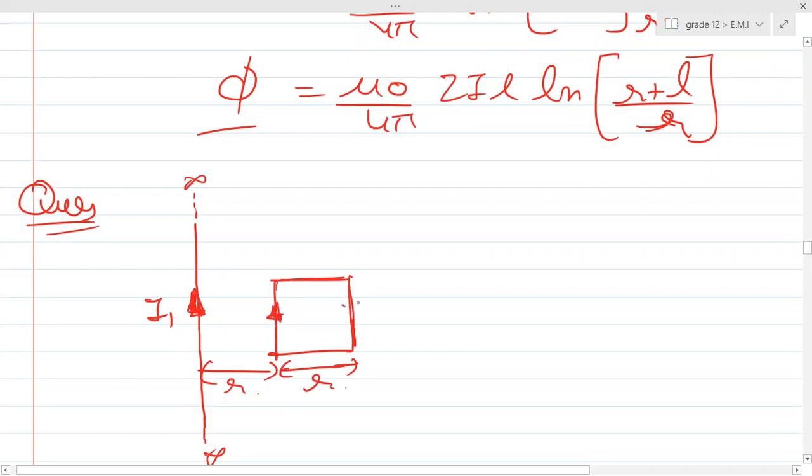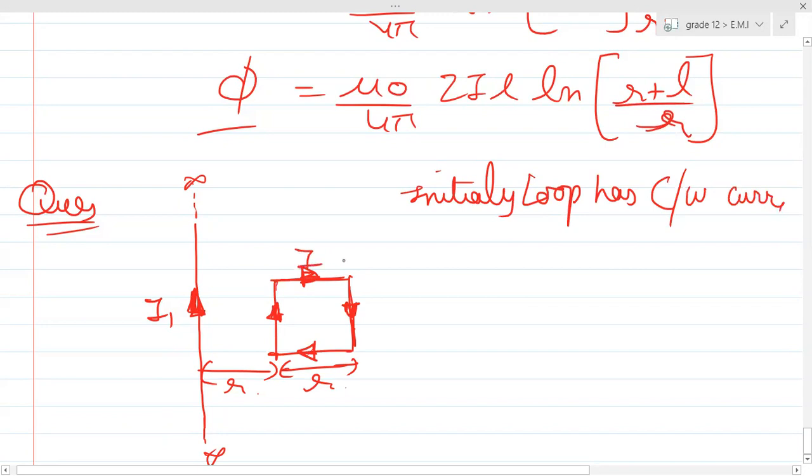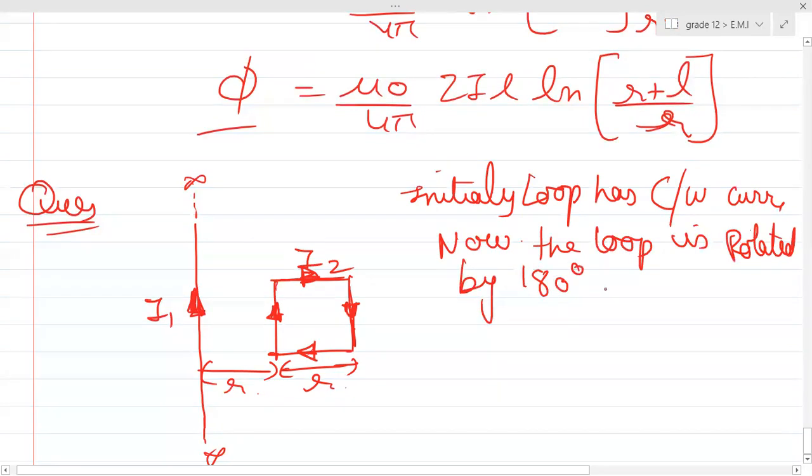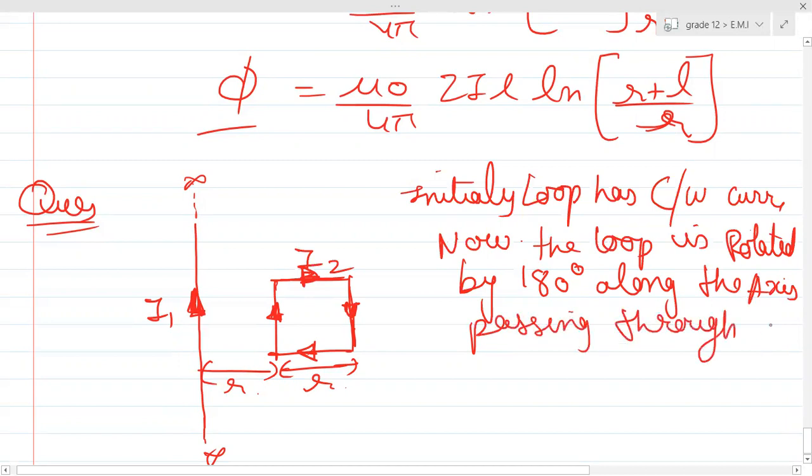Initially, this loop has a clockwise current I. Now the loop is rotated by 180 degrees along the axis passing through CD, A, B, C.